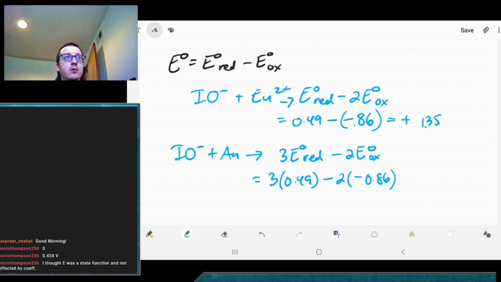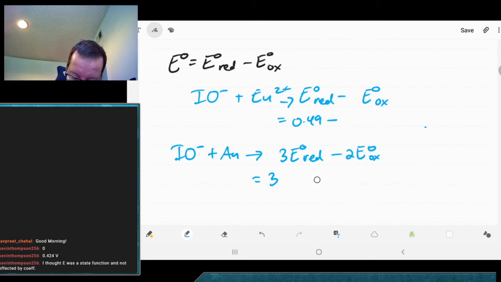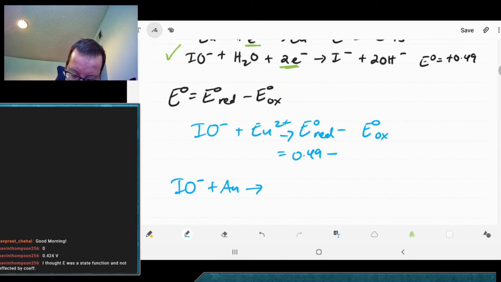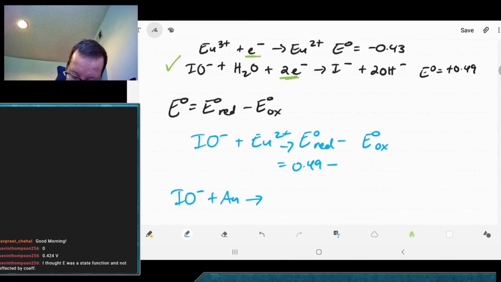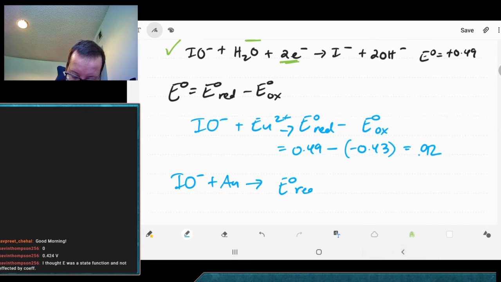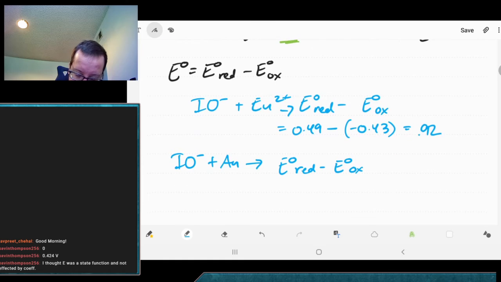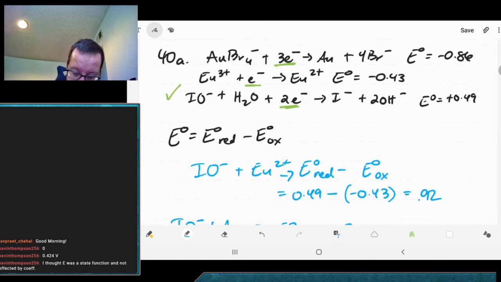That's true. Electromotive force is a state function. You're right. Why am I doubling these? You're absolutely right, Kevin. I think I'm too much in the free energy land in my mind. All right. So if we do this, we're just going to have the negative 0.43. If we use this one, again, we're going to want to do our reduction potential minus our oxidation potential. Yeah, don't listen to me. I was too much in thermodynamics.